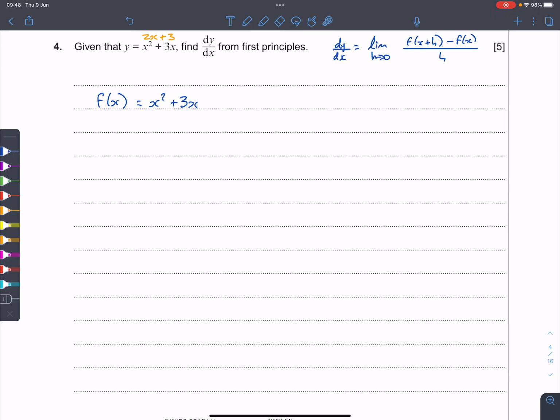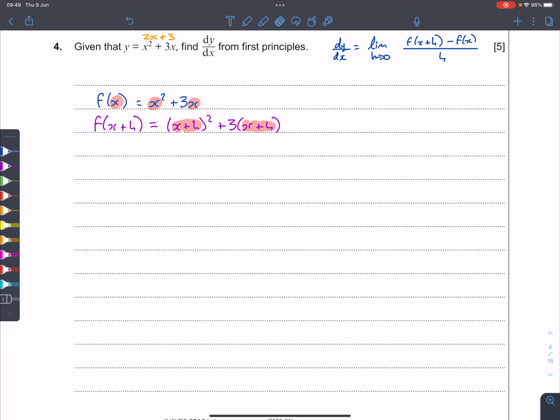Okay, so we're just going to make sure we have these parts of the expression. F of x I've got, f of x plus h I need. So f of x plus h means whenever I see x, I'm going to put x plus h. So when I had f of x, it was x squared plus 3x. When I have x plus h, it's going to be x plus h squared plus 3 lots of x plus h. Okay, in the same way, so x plus h, x plus h, x plus h.